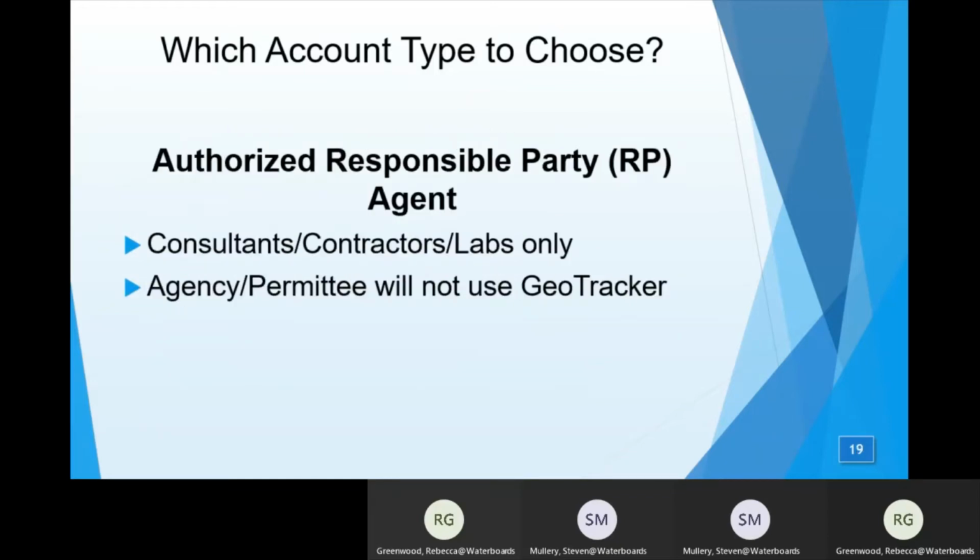All right. Account type authorized responsible party, or RP agent, is for consultants, contractors, and labs only. The option is available for them if the agency or permittee does not plan to use GeoTracker and hire a third party to do the electronic reporting. Next slide.